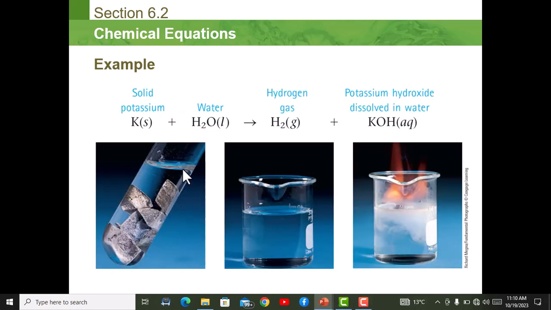So when potassium, which is a solid, there it is, potassium, reacts with water, which is in a liquid state, this will give you hydrogen gas and potassium hydroxide. Very important. And potassium hydroxide is an aqueous solution as a product, and hydrogen gas comes as a product as well. There will be some bubbles here.